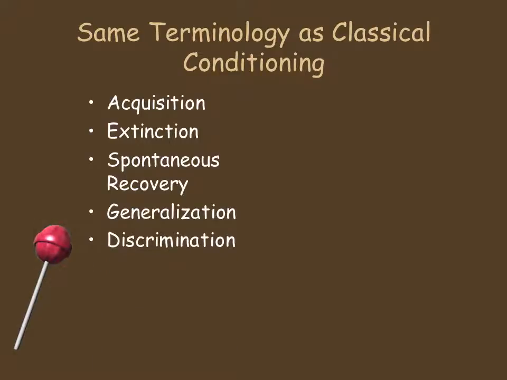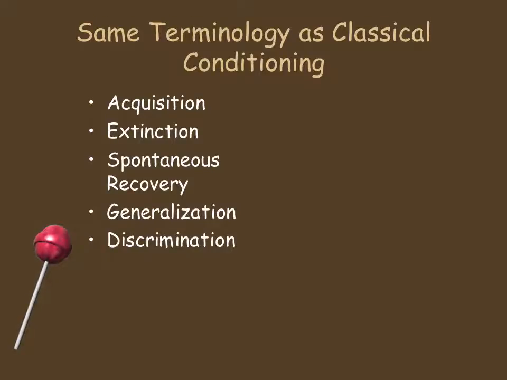As we learned with classical conditioning, the five terms, acquisition, extinction, spontaneous recovery, generalization, and discrimination, work for operant conditioning as well. Acquisition is that first time you pair the behavior with the punishment or the reinforcement, when somebody initially understands the association between the two. Oh, every time I get an A, I get a sticker.